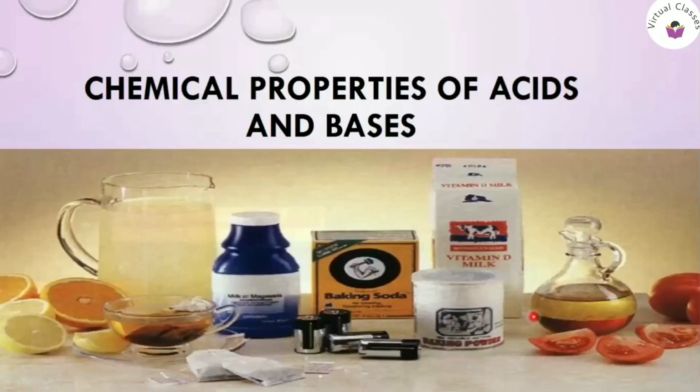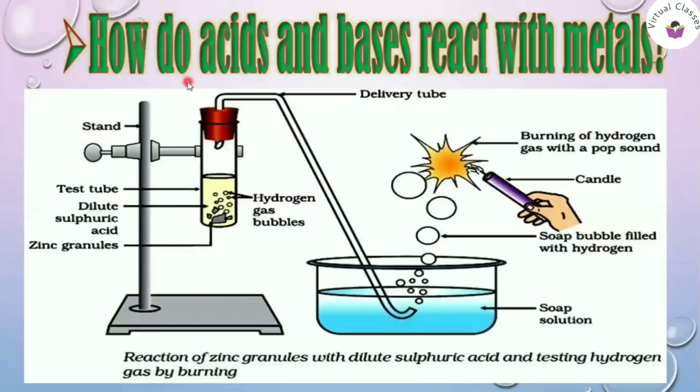Till now we have discussed the general properties of acids and bases. Let's come to their chemical properties and see how they behave chemically. Firstly, how acids and bases react with metals.